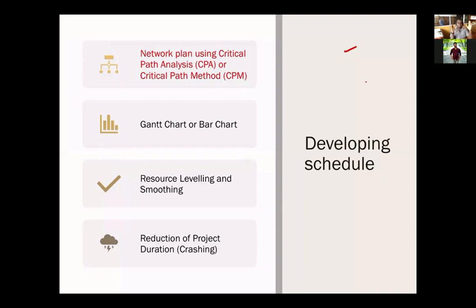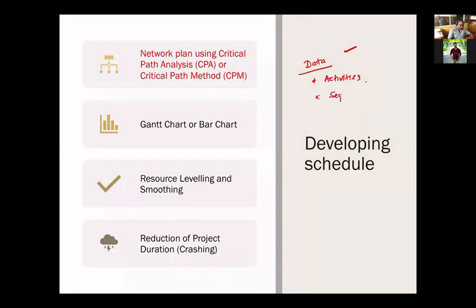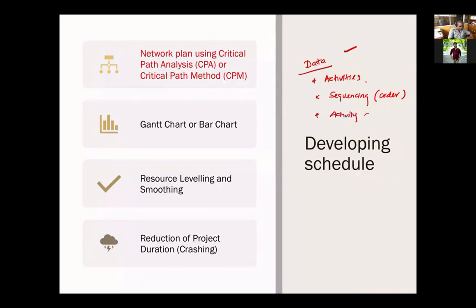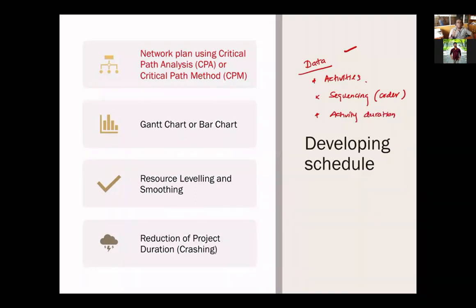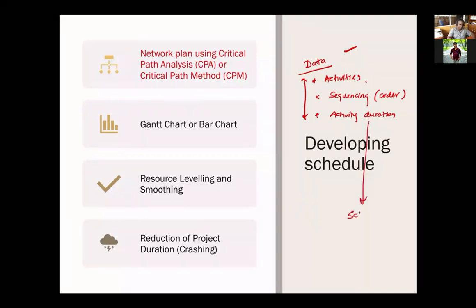Remember the data that we need. In a practical context, we need the activities that we need to do, the order of activities, and duration of each of these activities. The data that we need to do this technique: activities, sequencing for order of activities, and third one is activity durations. In a sum like this, you will be given those 3 data. Provided that you have these 3 data, developing the schedule is what we're going to discuss.